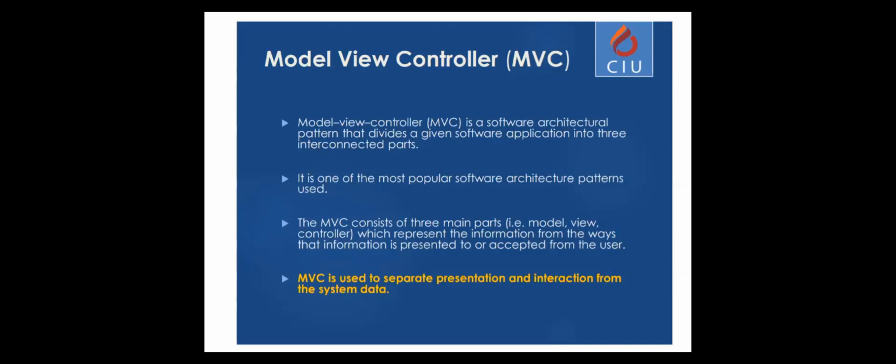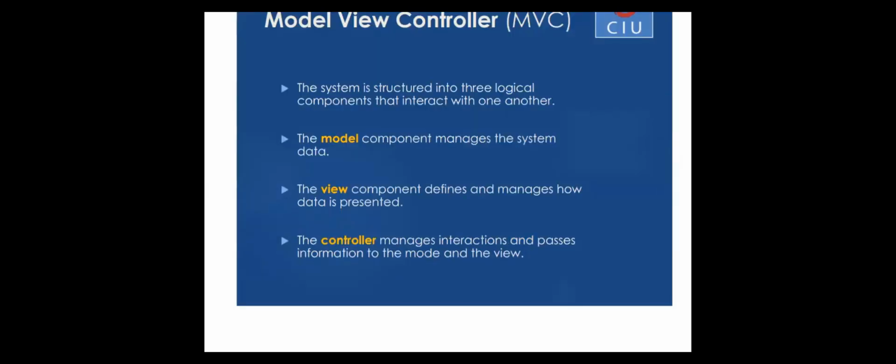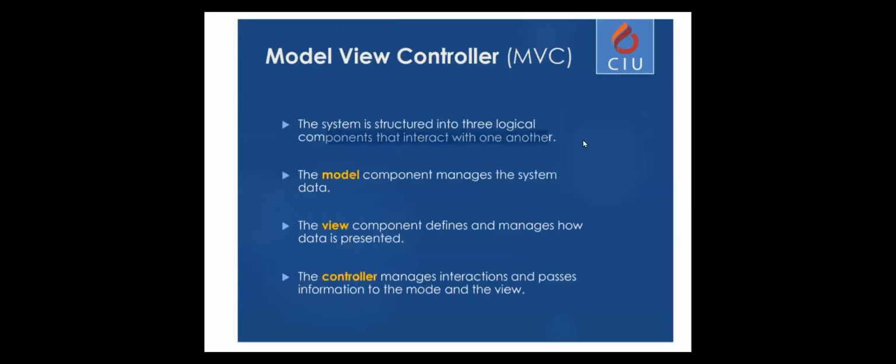The majority of the systems in the software world, particularly the websites that I mentioned, if you're going to run an e-commerce business, for example, run on an MVC system, which means the model, the view, and the controller are separate things. The way that you represent data is different from how it is stored. The system is structured in three logical components that interact with one another. Model manages the system data. View component defines and manages how data is presented. And controllers manage the interactions.